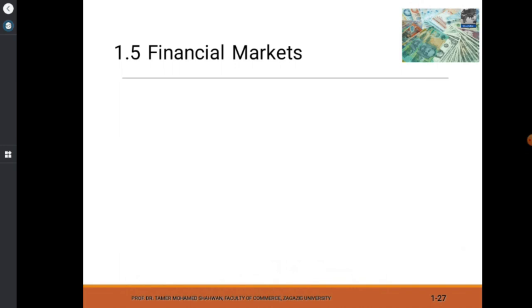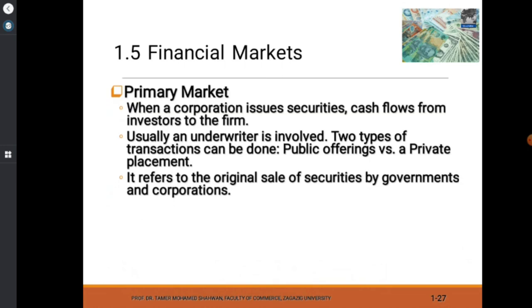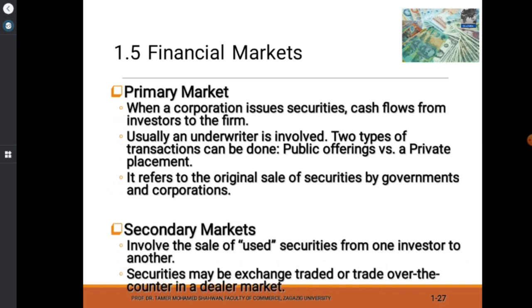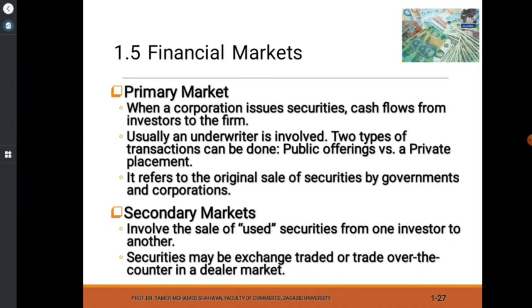In the last section of this lecture, we are going to give you a small hint about financial markets. However, this part we are going to discuss in detail, inshallah, in chapter 2. In this section, we could classify the financial market into the primary market and the secondary market. What is the main difference between the primary market and the secondary market?